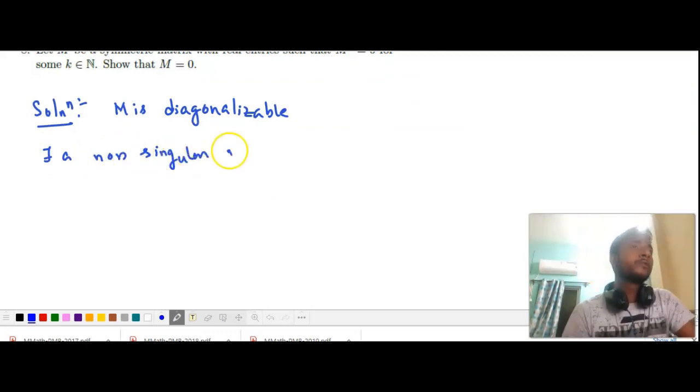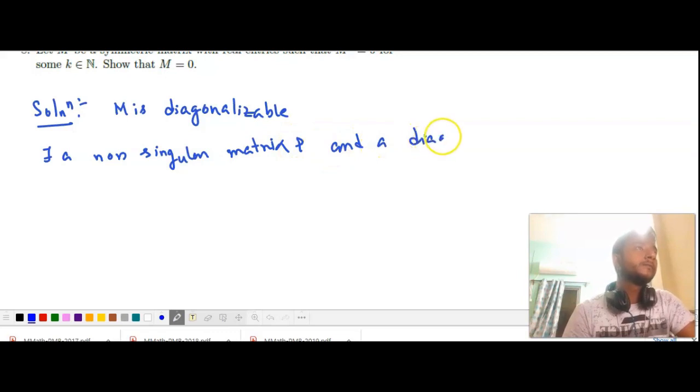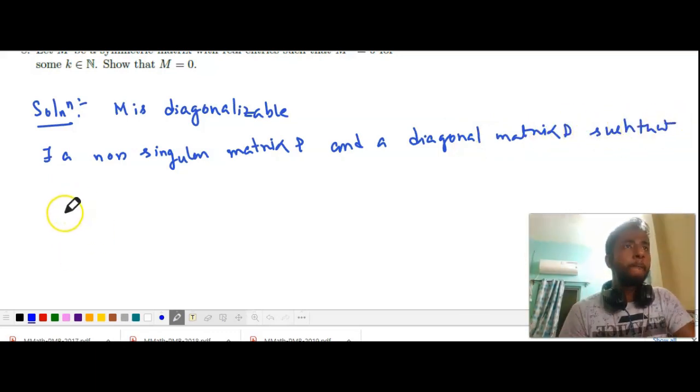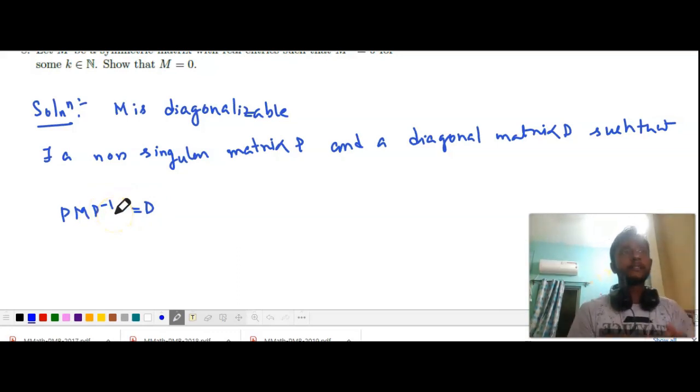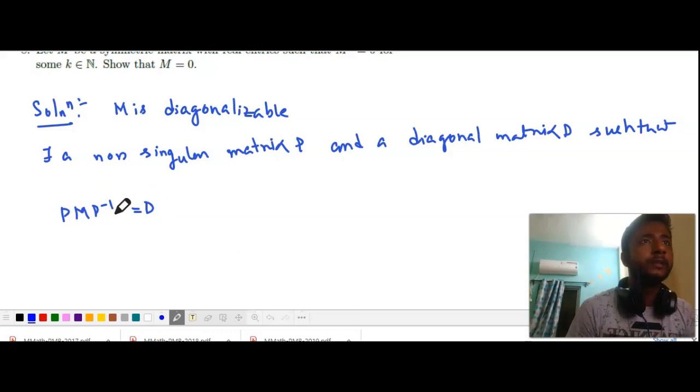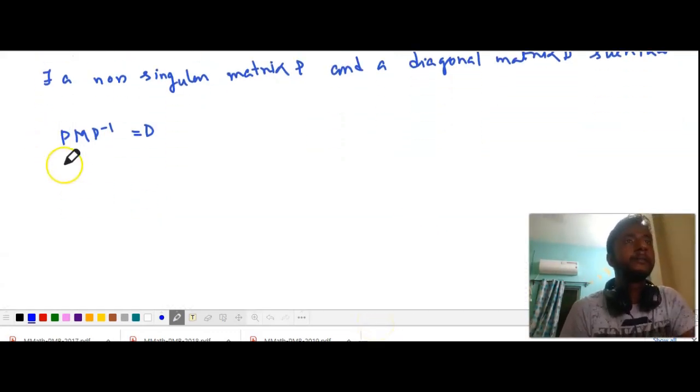There exists a non-singular matrix P and a diagonal matrix D such that P inverse M P is equal to D, right? So as M is diagonalizable, there exists a non-singular matrix P and a diagonal matrix D such that P inverse M P equals D.